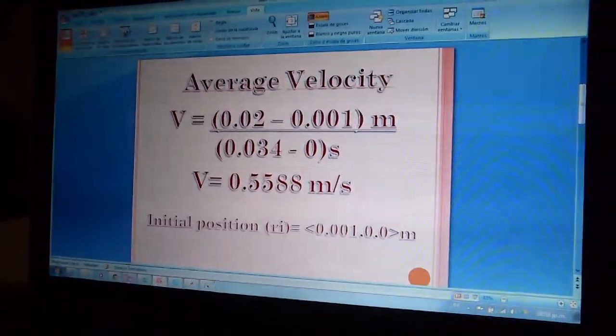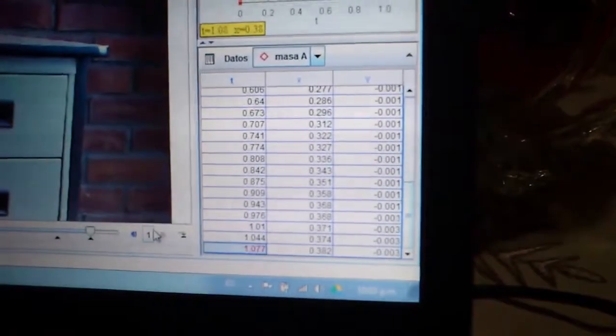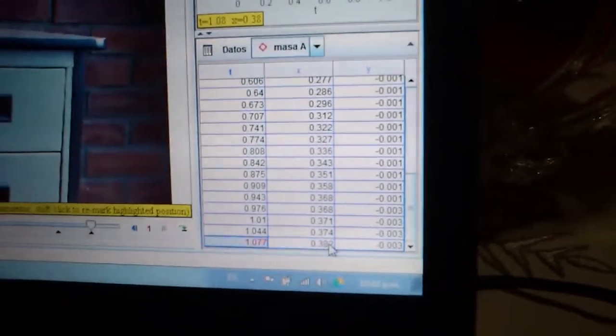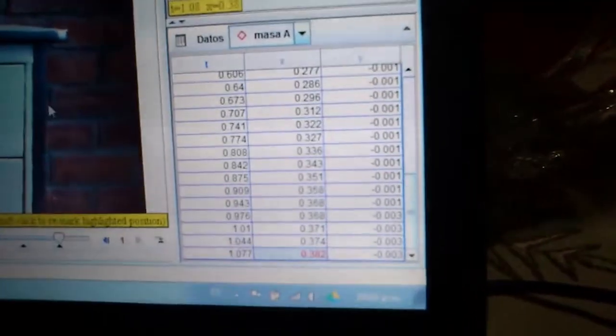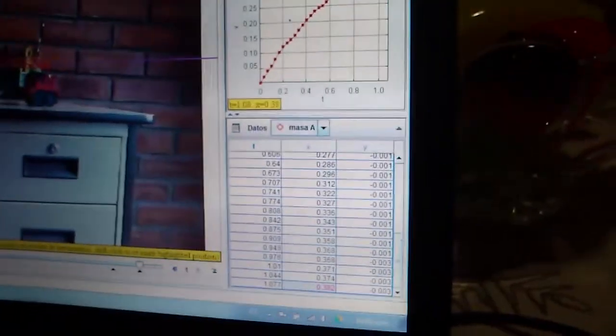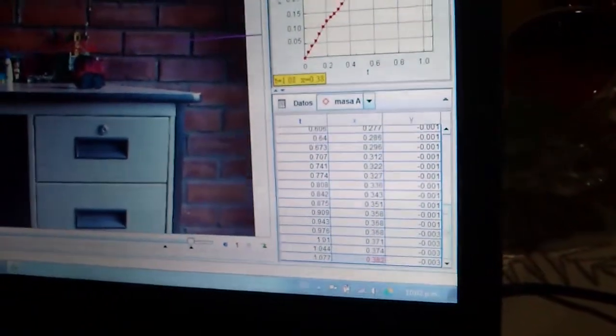We have that the final time of the real experiment with the train is 1.077 seconds, at the position 0.382 meters. So that is the data that we can get from the Tracker program, and now we're going to move on to the Python program.